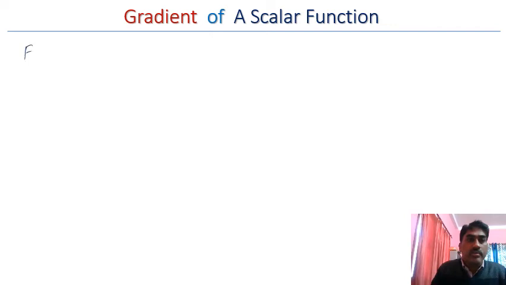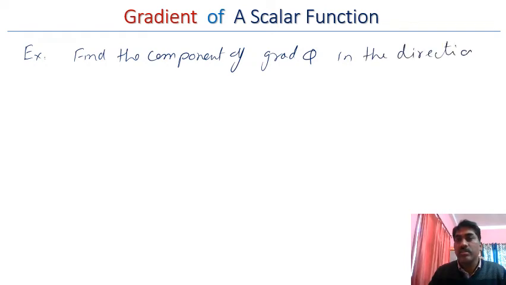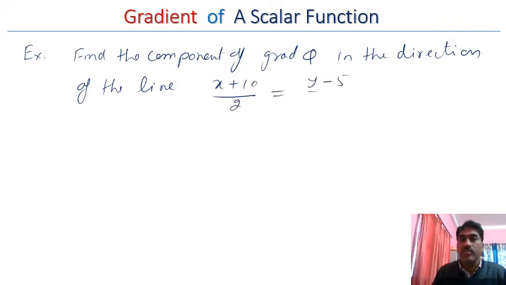Next example: find the component of grad phi in the direction of the line (x + 10)/2 = (y − 5)/(−2) = z/1.